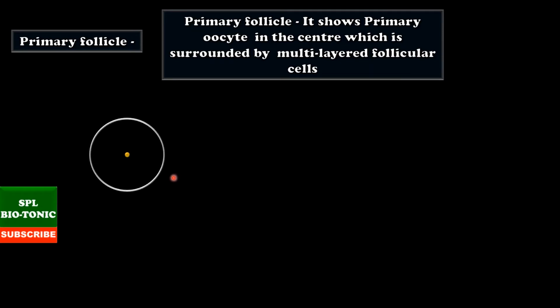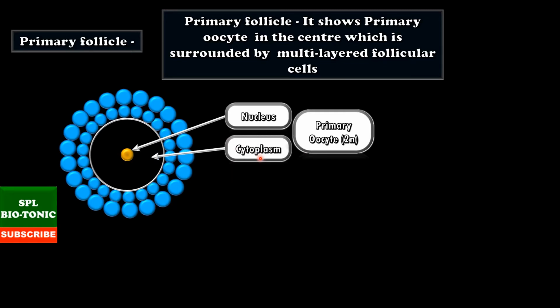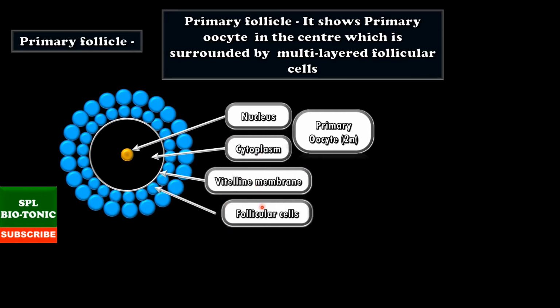Students, this is the structure of a primary follicle. It shows a primary oocyte containing nucleus and cytoplasm. It is surrounded by follicular cells. This primary follicle gives rise to the secondary follicle. Here, don't get confused between primary oocyte and primary follicle. Primary oocyte is a single cell, whereas the primary follicle is a combination of primary oocyte surrounded by follicular cells.